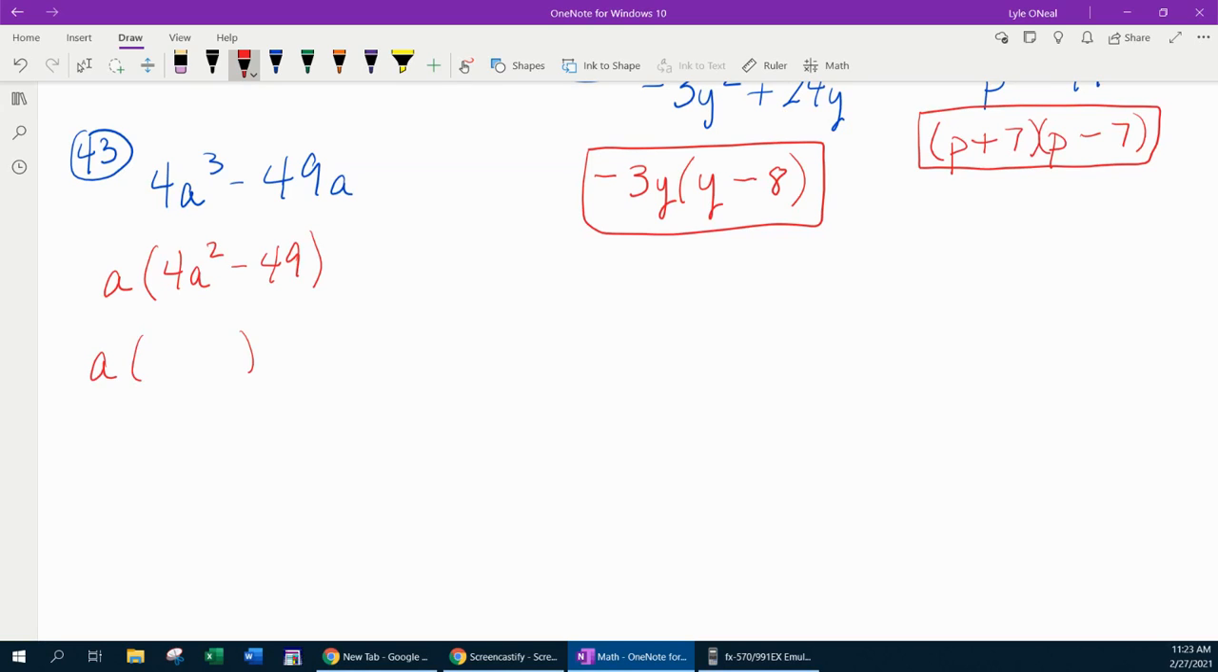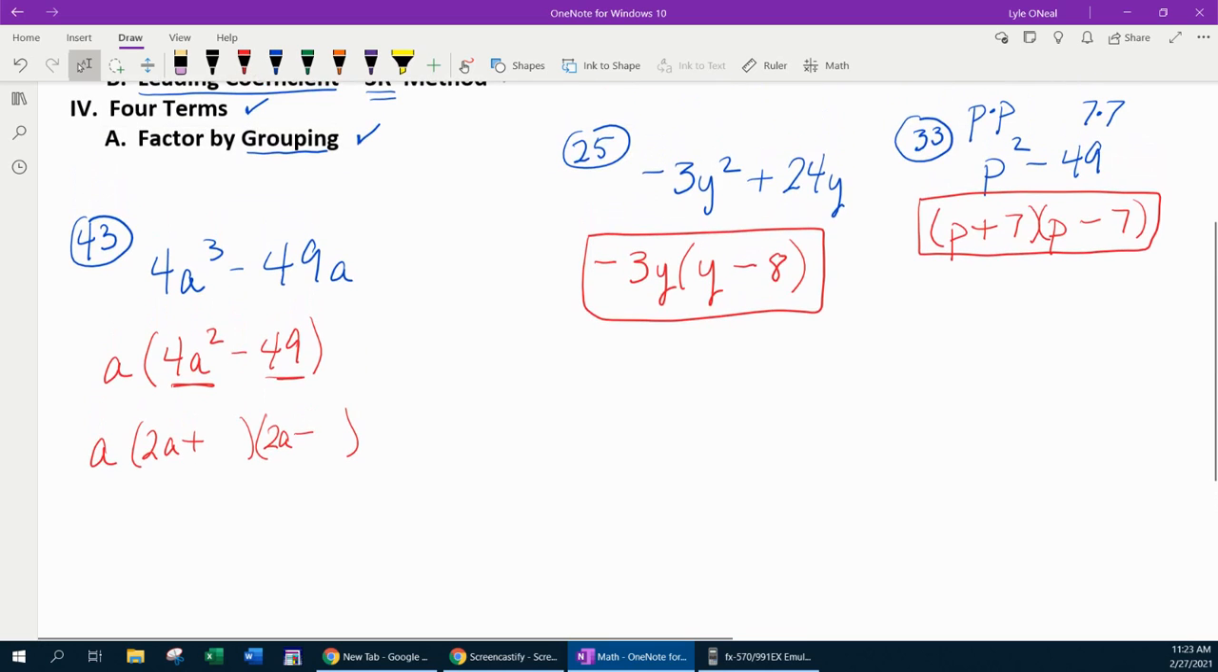Remember, the recipe is parentheses, different signs, fill in the blanks. Okay, so what two factors make 4a squared? Well, that would be 2a and 2a. And then the two numbers that make 49, well, that's no fun because we did that back in number 33.